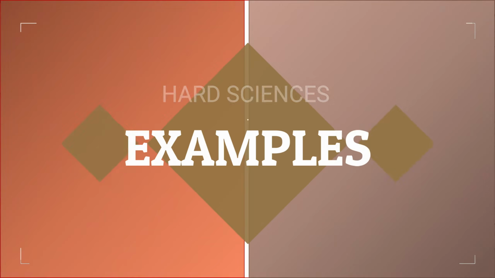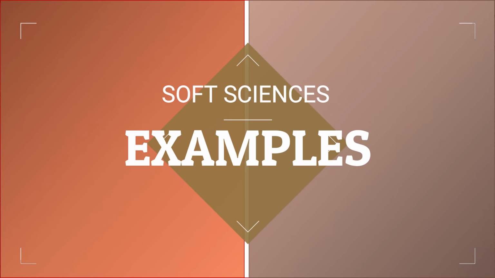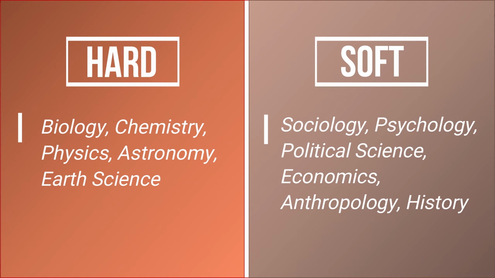At this point, allow me to explain to you the differences between hard and soft sciences. Examples of hard sciences are biology, chemistry, physics, astronomy, and earth science. Examples of soft sciences are sociology, psychology, political science, economics, anthropology, and history. From those examples, isn't it obvious that the hard sciences are being studied under quantitative research and the soft sciences are being studied under the qualitative research?